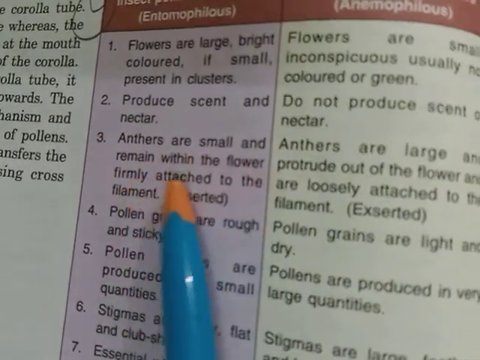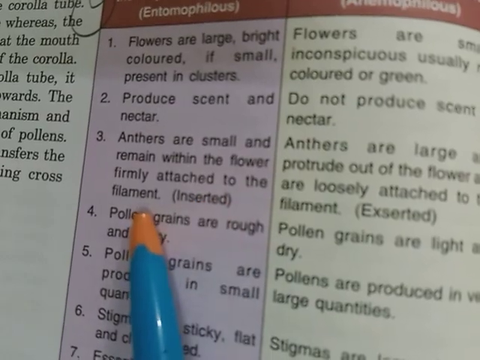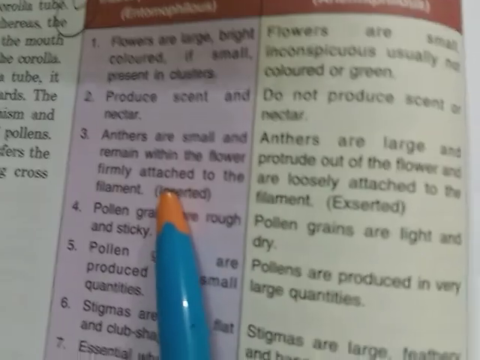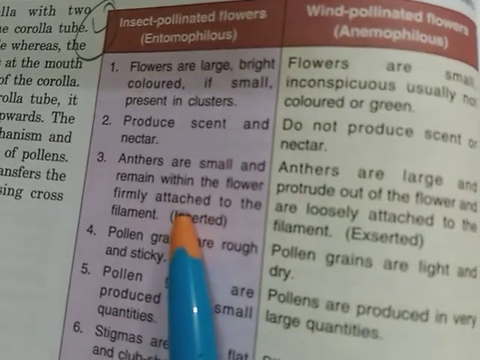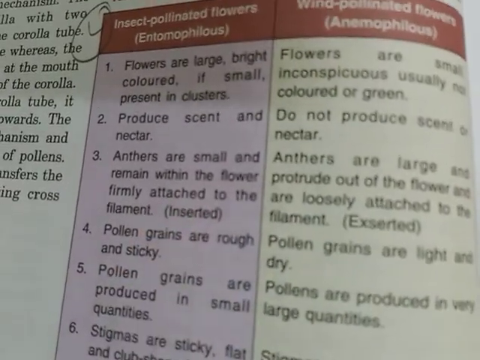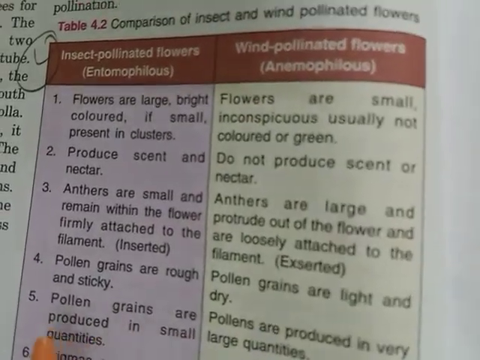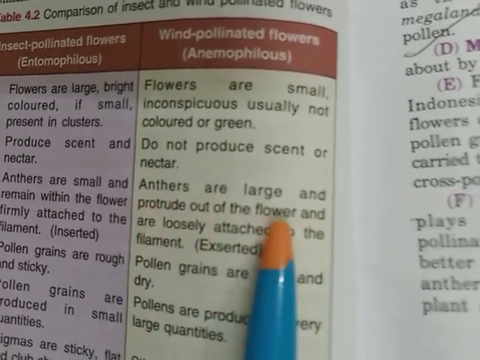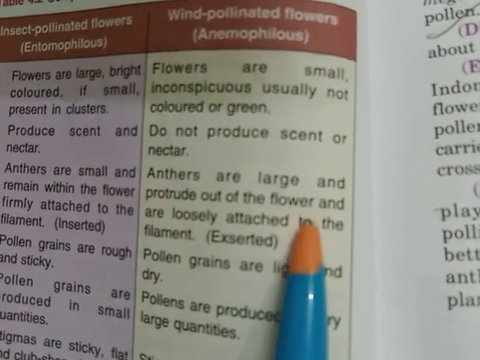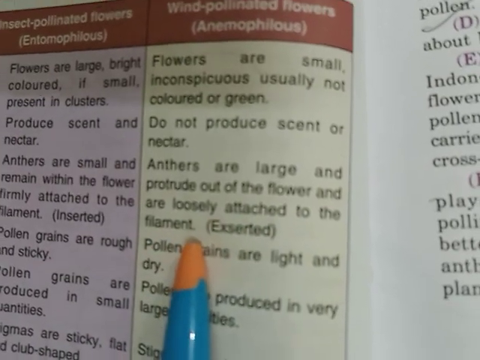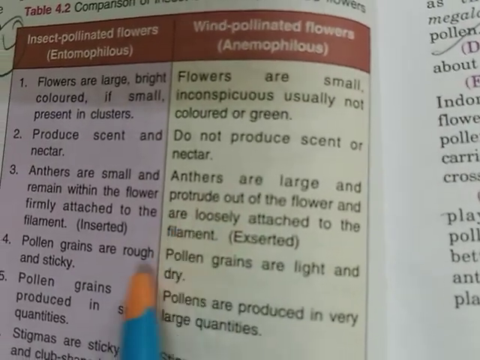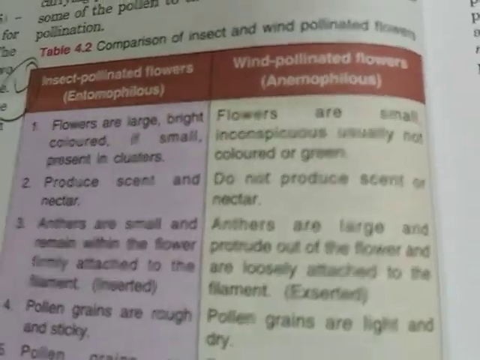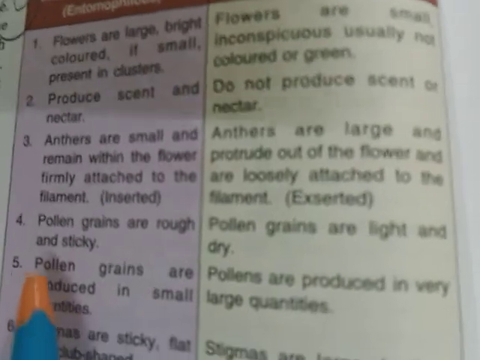Anthers are small and remain within the flower, firmly attached to the filament. Here, in insect pollinated flowers, the anthers are very small and they remain within the flower and are attached to the filament very firmly. In wind pollinated flowers, anthers are large and protrude out of the flower and are loosely attached to the filament, so that they can easily be blown away by the wind.